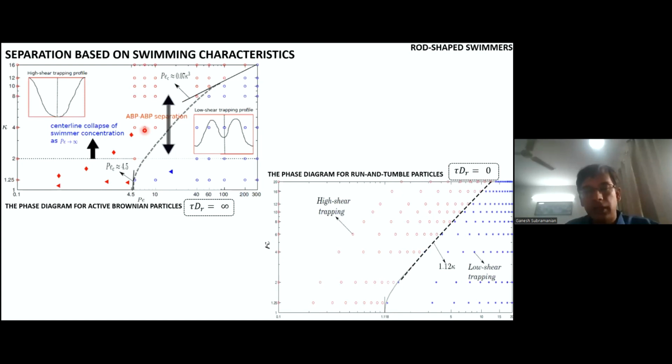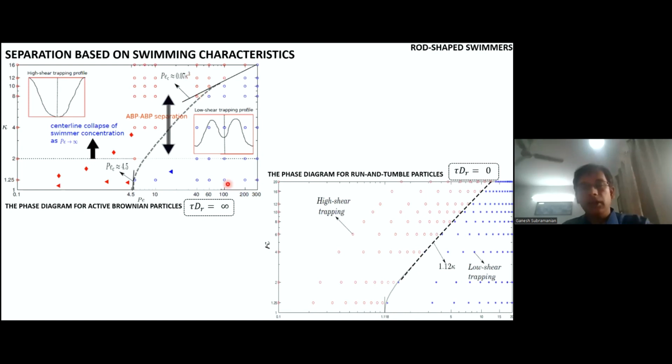In both cases, there is a transition from high shear to low shear trapping as Peclet increases for a given swimmer shape. But the shape of the boundaries are very different. In fact, you can argue that for RTP, Peclet should scale linearly with kappa along the boundary, and it should scale with the cube of kappa for ABPs.